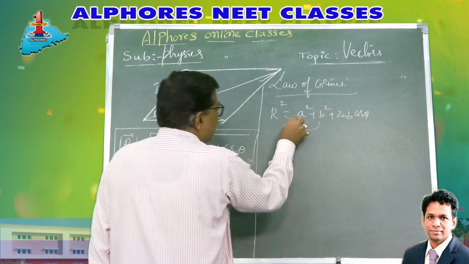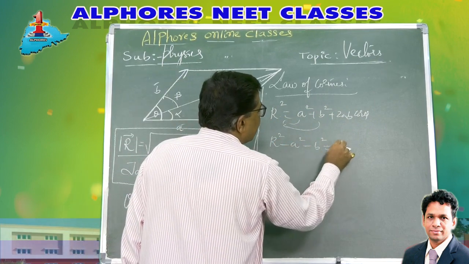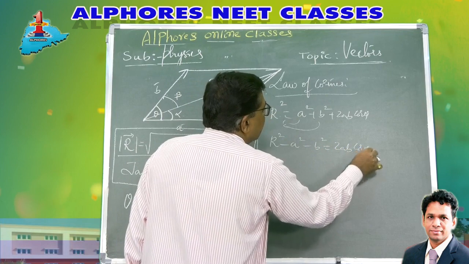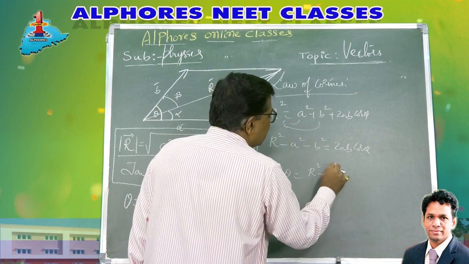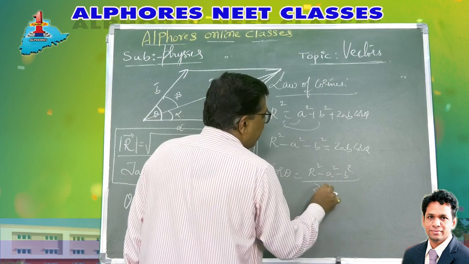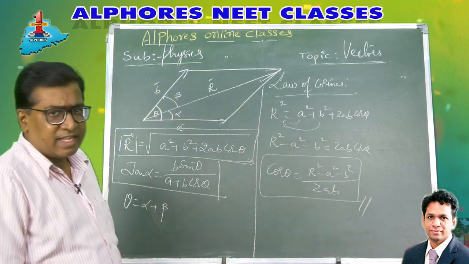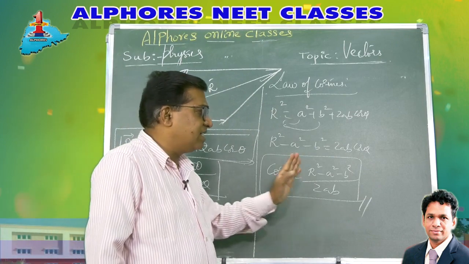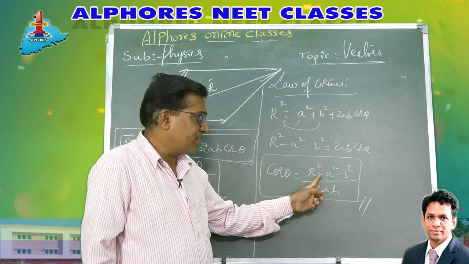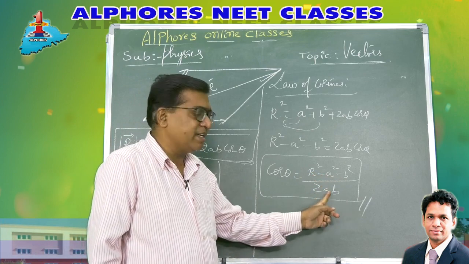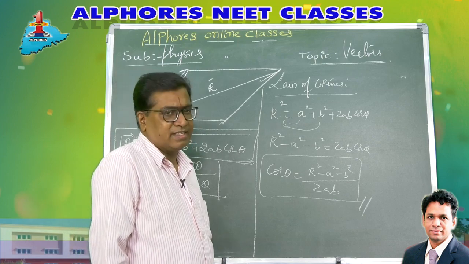Now get these to the other side. So R square minus A square minus B square is 2AB cos theta. Then cos theta is R square minus A square minus B square by 2AB. If two vectors A bar and B bar form a resultant R, then the angle between the vectors, cos theta, is R square minus A square minus B square by 2AB. It's also termed as the law of cosines.